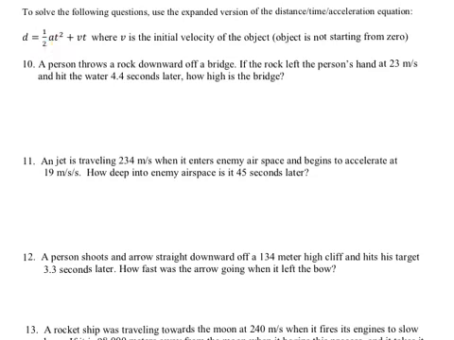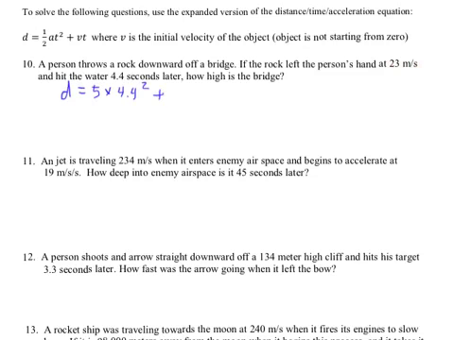D equals 1/2 at squared plus velocity times time, the initial velocity times time. So what we've got is we want to know how high the bridge is. So we're trying to solve for D. That's easy. Half of A is still 5. The time is going to be 4.4 squared. That's the d equals 1/2 at squared part. But then we're going to add the initial velocity, which is right here.